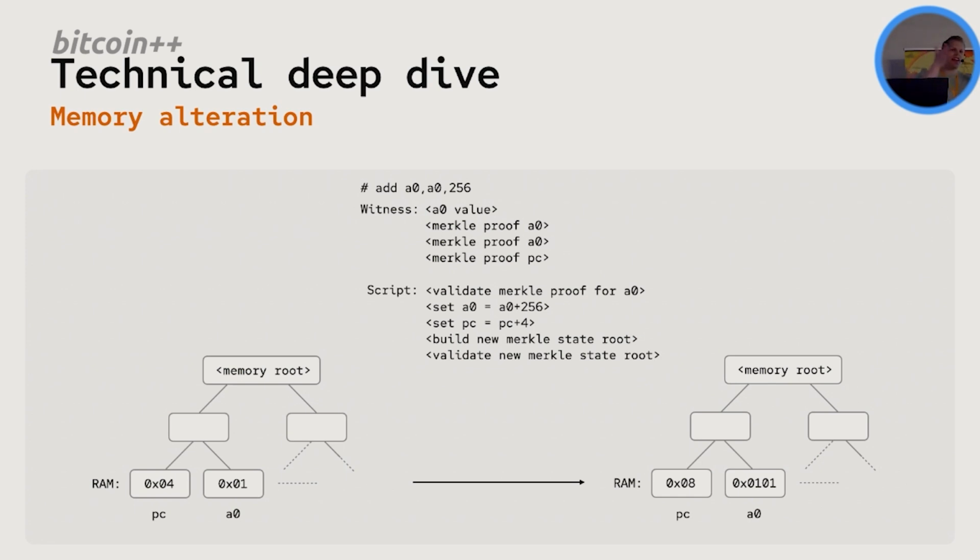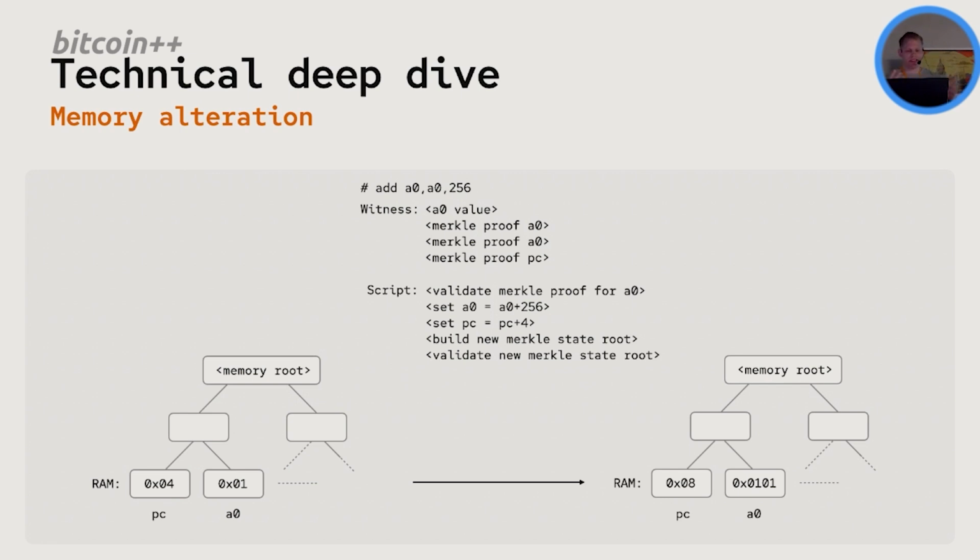It's going to take the input memory, or the state root to the input memory. It's going to check that this Merkle proof is valid for this value of A0. Then it's going to add 256 to it. We also increment the program counter. That's something we do for every script.